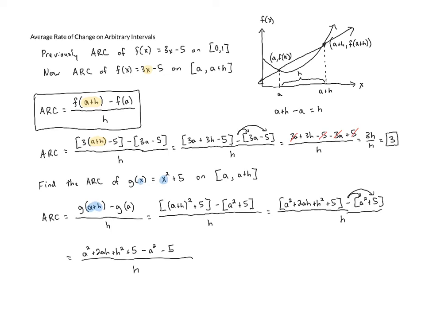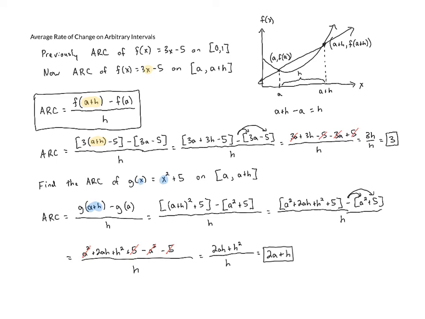Now let's see what cancels. We've got a positive a squared and a negative a squared, a positive 5 and a negative 5. So all of those cancel, and then we're left in the numerator with 2ah plus h squared, and that's all going to be over h. Now what we can do is divide both of these terms by h, because they're both divisible by h. 2ah divided by h is just 2a, and then h squared divided by h is h, and so we end up with 2a plus h for our average rate of change.